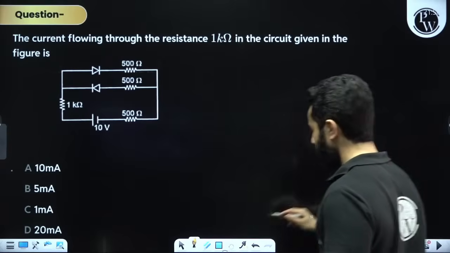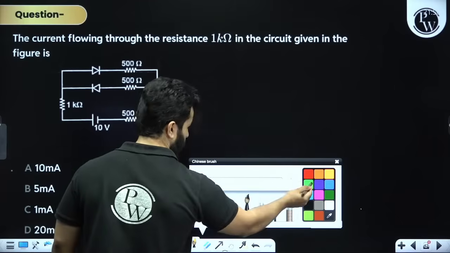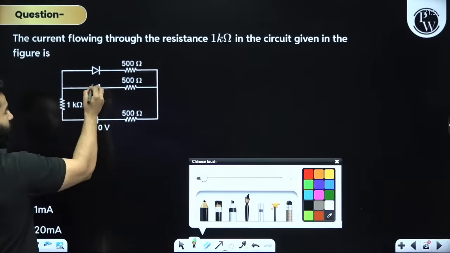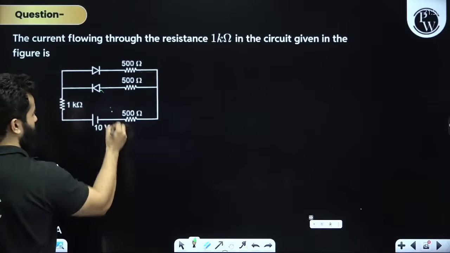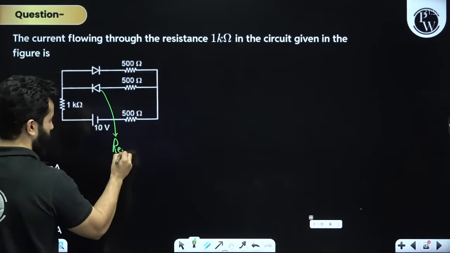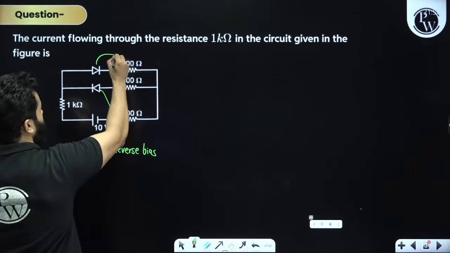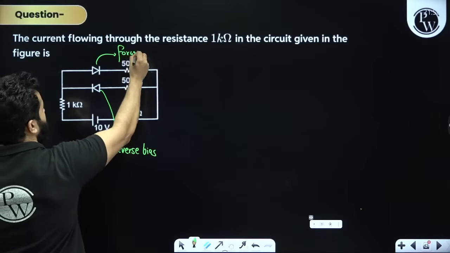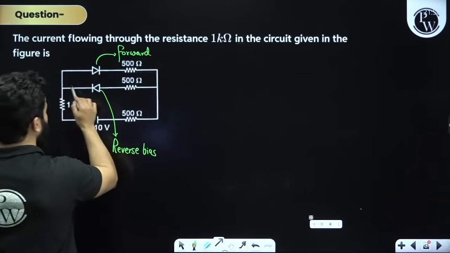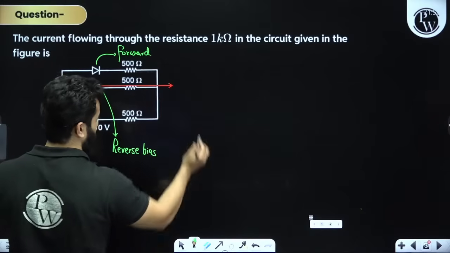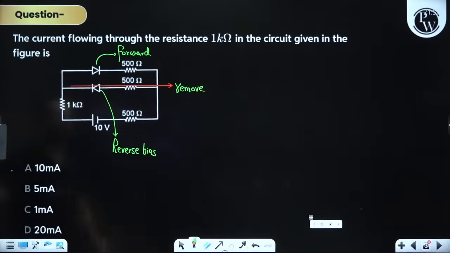Good. Very good. First of all, this is reverse bias. This is N type, this is P type, so this is reverse bias. This is forward bias. So we can remove this entire branch, because reverse bias will behave as an open circuit.